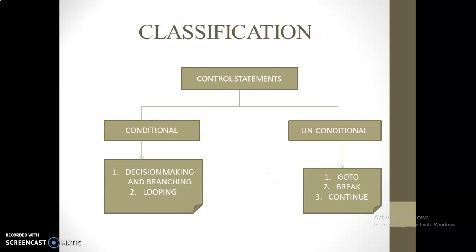And then the classification of control statements. There are two classifications, conditional and unconditional. Conditional contains decision making and branching as well as looping. Unconditional statements contain goto, break and continue statements.